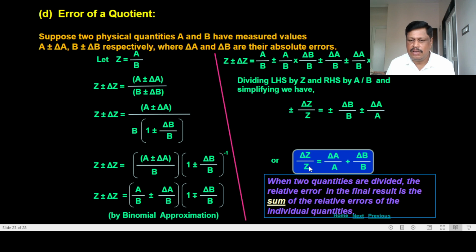That means when two quantities A and B are divided, the relative error, that is delta Z by Z, in the final result is the sum of the relative errors of the individual quantities. That is delta A by A plus delta B by B. Here delta A into delta B square is negligible in this equation, then only we get this expression.